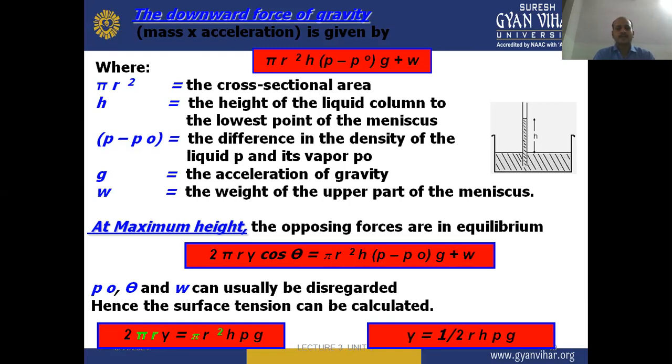So surface tension can be calculated as 2 pi r gamma equal to pi r square h rho g, and the surface tension gamma will be simplified as 1 by 2 r h rho g, where r is the radius of the capillary tube, h is the height of the liquid column to the lowest point of the meniscus, rho is the density of the liquid, and g is the acceleration due to gravity.